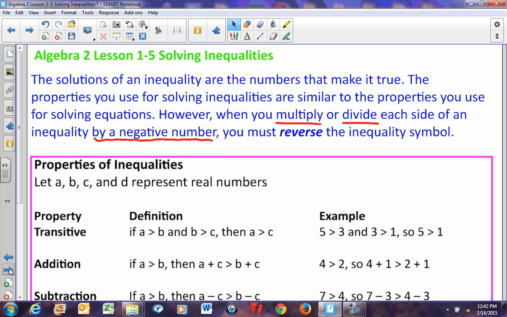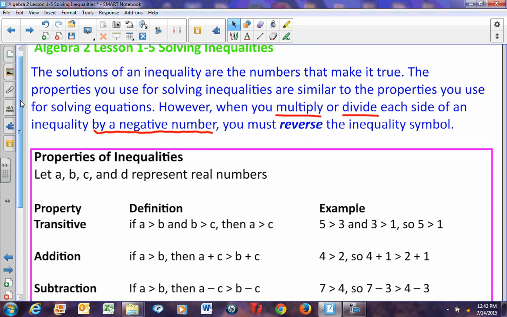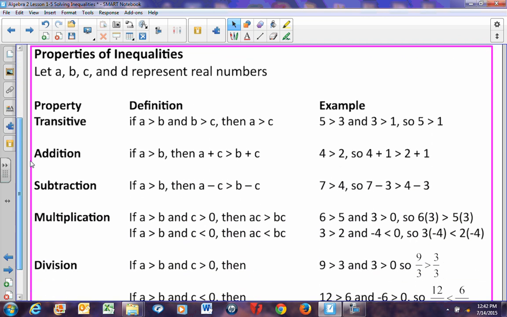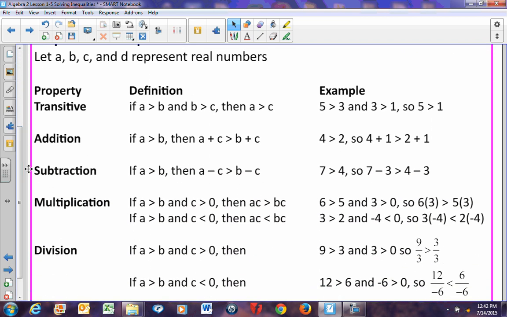So your properties of inequalities are exactly the same as your properties of equations. I'm just going to show you these here. You can look at them a little bit. They're just a good review. You have the transitive property, the addition property, the subtraction property, the multiplication property, and the division property.